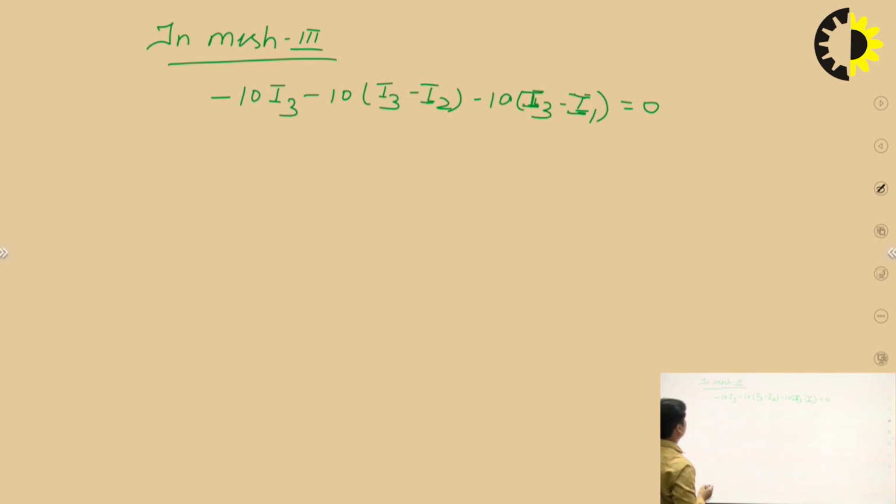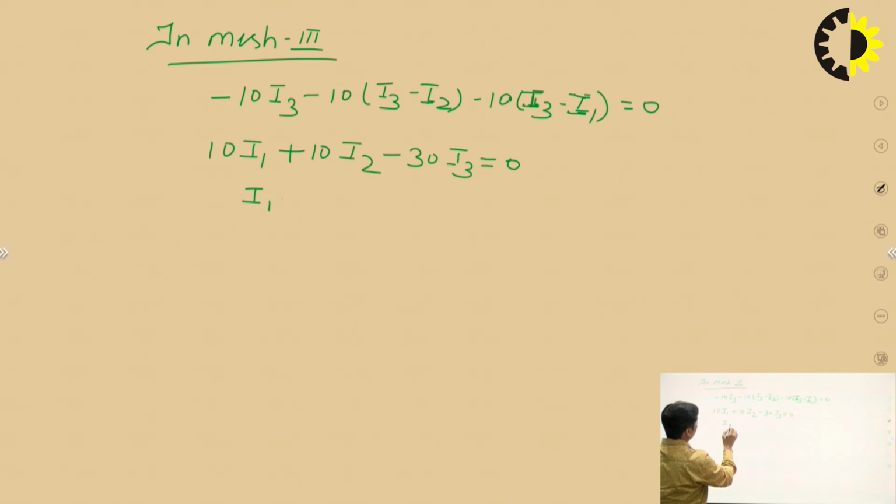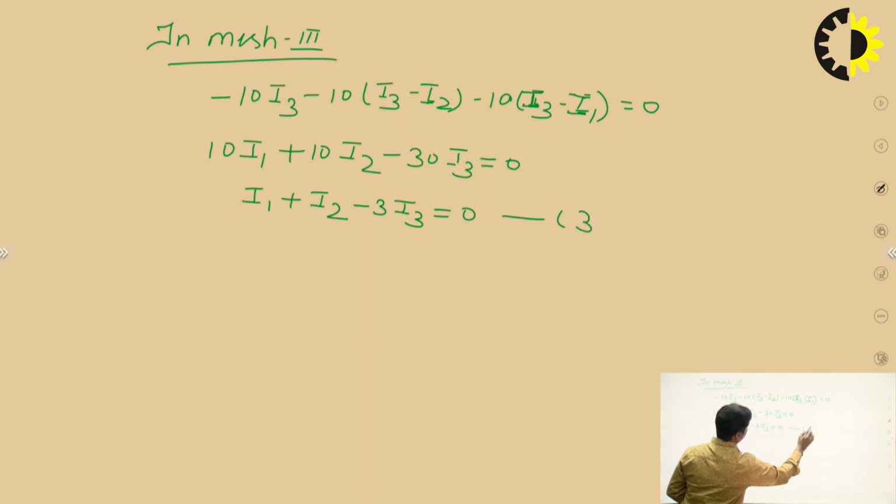So let us solve it again. How many I1s are there? 10 I1, 10 I2, plus 10 I2, and 10 I3, 10 I3, 10 I3, minus 30 I3 equal to 0. Further solving, it will be I1 plus I2 minus 3 I3 equal to 0. This is our third equation.